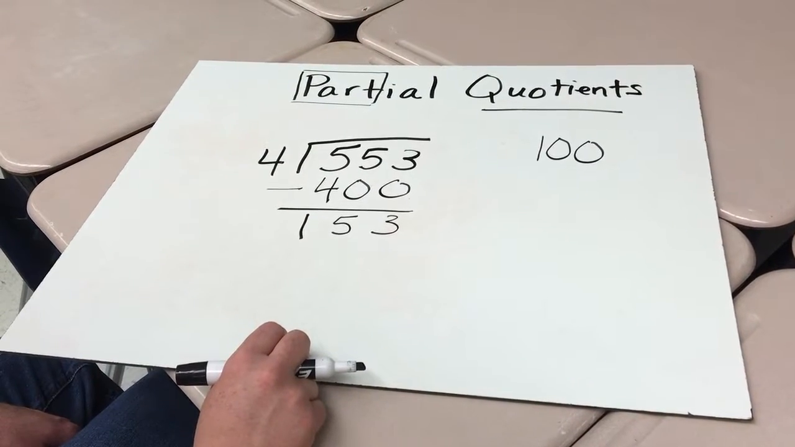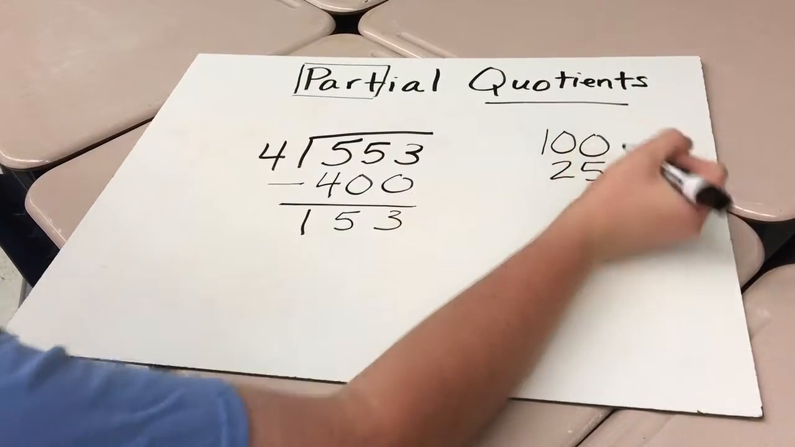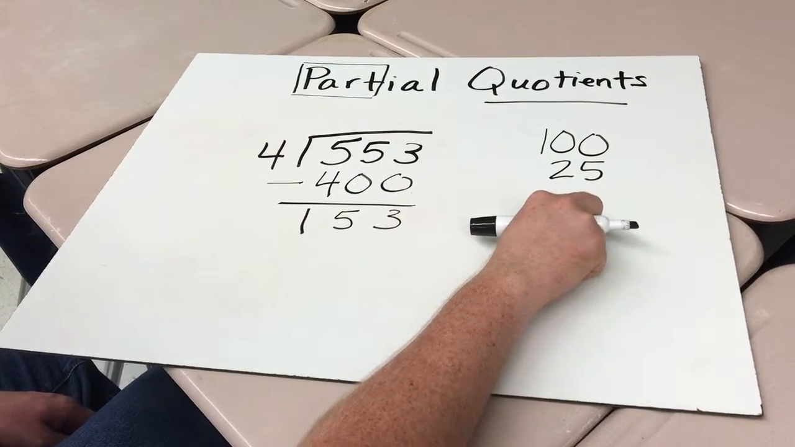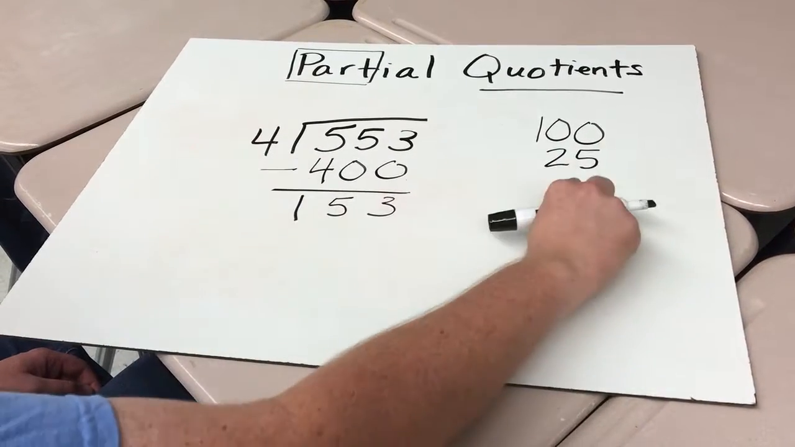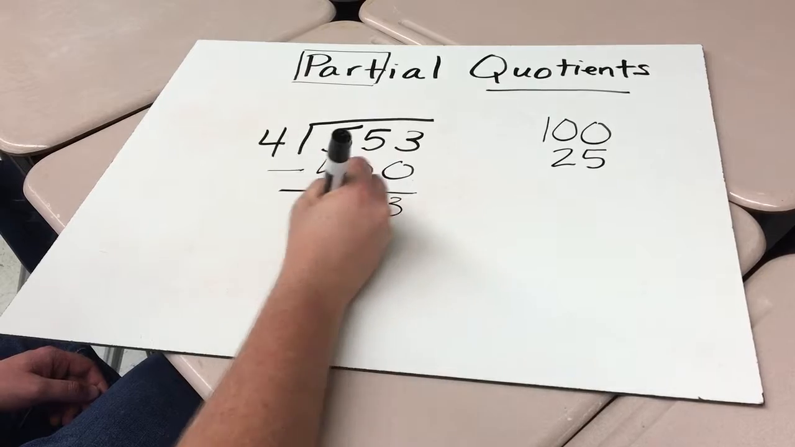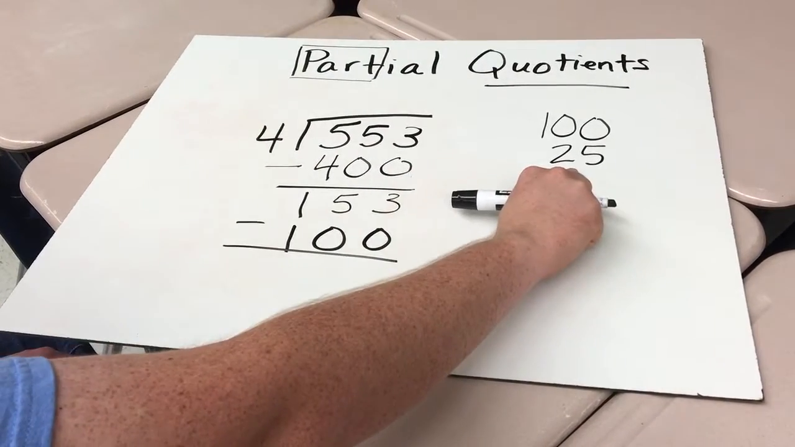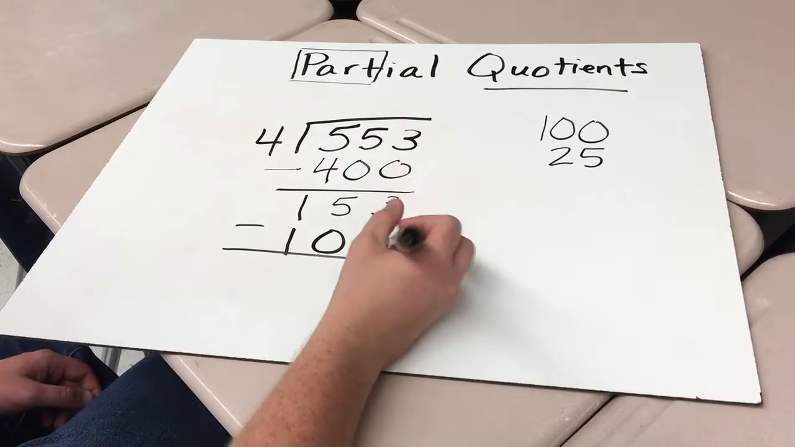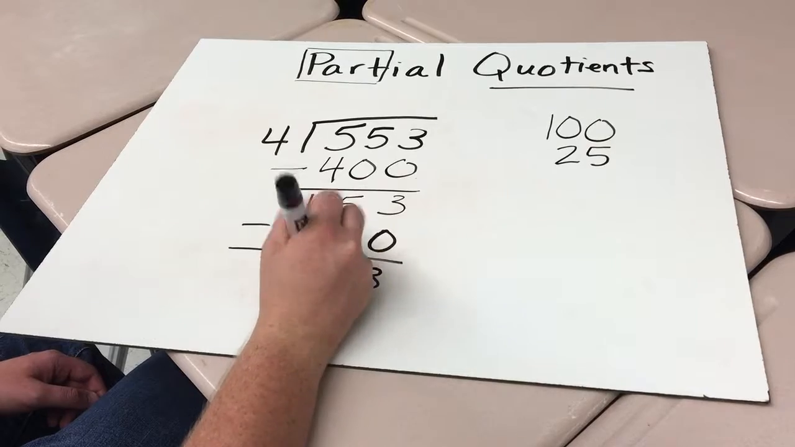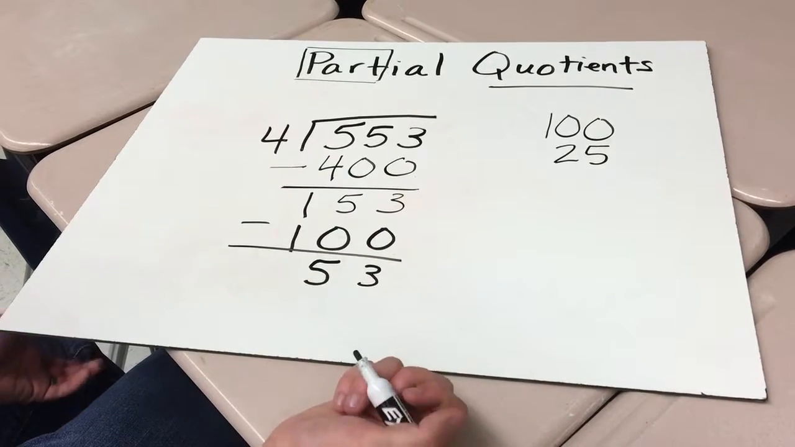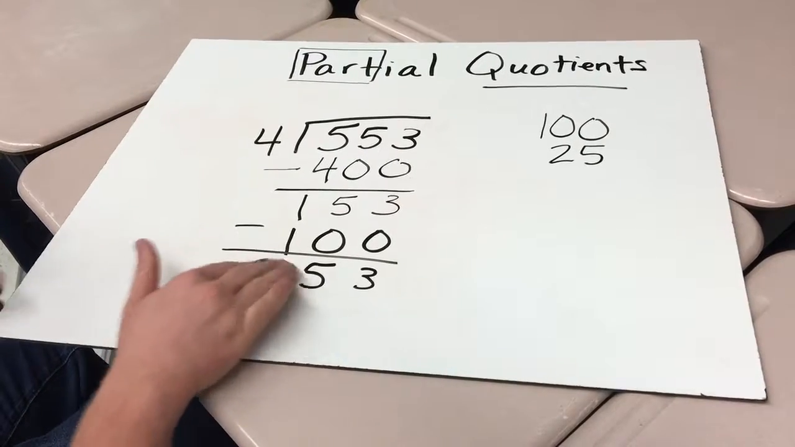So I'm going to say 25. I'm going to write 25 because I know that 25 represents a quarter, and 4 quarters is $1 or 100. So 4 times 25 now is 100. So again, I'm going to subtract because this is represented over here. And so 3 minus 0 is 3 ones. 5 tens minus 0 tens is 5 tens. 100 minus 100 is 0 hundreds. So now I just have 53.